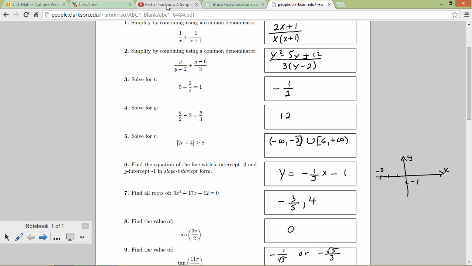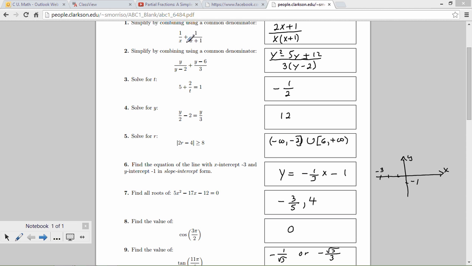Okay, so these are the solutions to the ABC that the MA031 class did in class on Friday, and I'm going to start off with the first 9 questions here. The first question is to add 2 rational expressions, and should have been fairly straightforward.